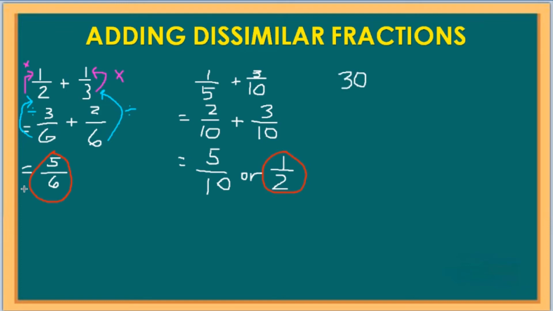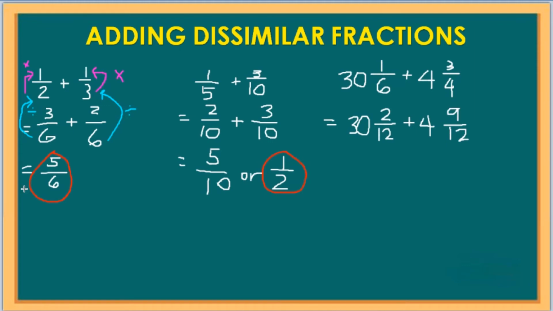Next example, 30 and 1/6 plus 4 and 3/4. Let us copy 30 and 4. We copy first the whole numbers. The LCD of 6 and 4 is 12. So 12 divided by 6 is 2, times 1 is 2. 12 divided by 4 is 3, times 3 is 9. We already have the same denominator, so we can add. 30 plus 4 is 34. 2 plus 9 is 11. Copy the common denominator, 12. So the final answer is 34 and 11/12.